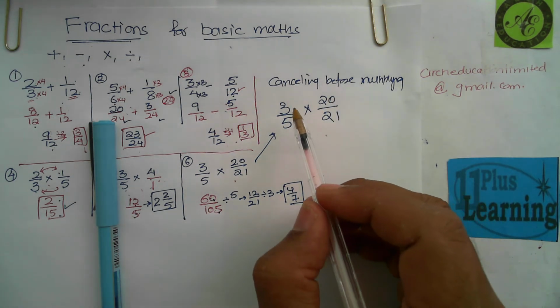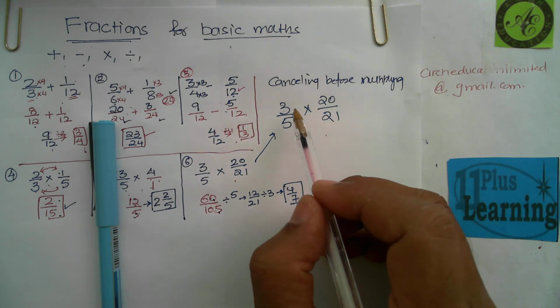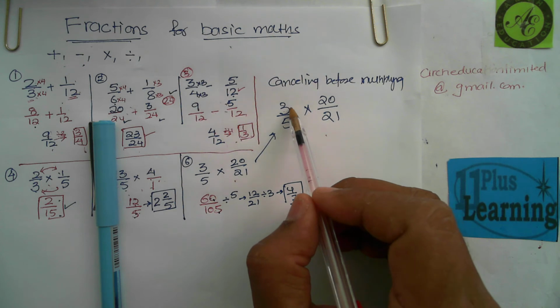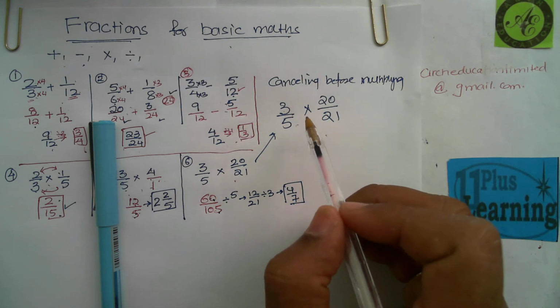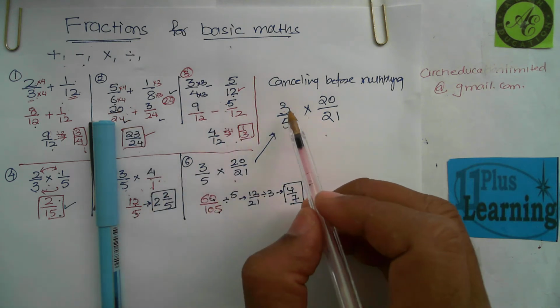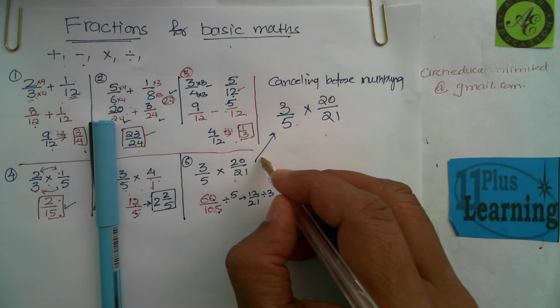You can divide one number from the numerator and one number from the denominator by the same number if possible, or by a common factor. Remember, one number has to be at the top, one number has to be at the bottom, and there has to be only the times sign in between. If there's add or take away, you cannot do the cancelling. In this case, I gave you a question for the purpose.